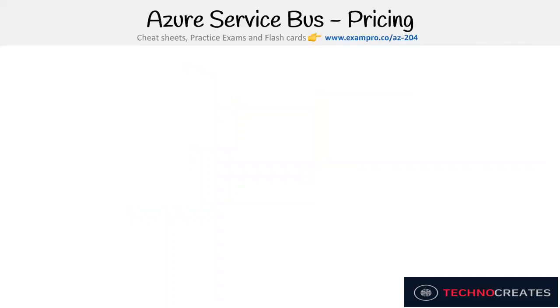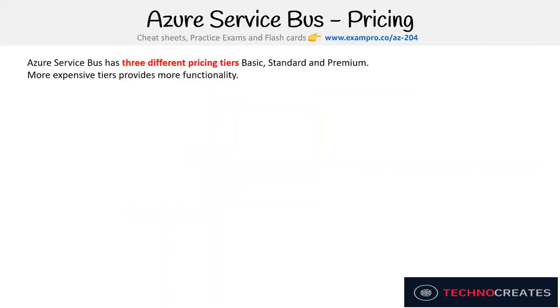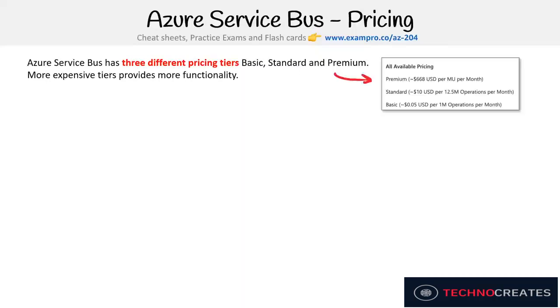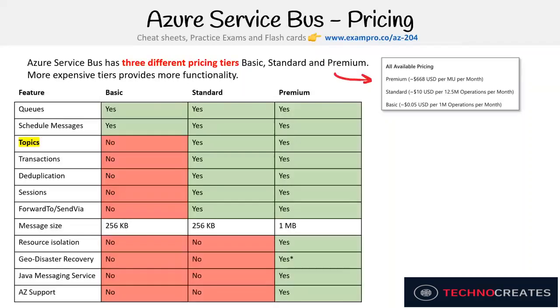Let us explore the pricing for Azure Service Bus. They have three different pricing tiers: basic, standard, and premium. The more expensive tiers provide more functionality, which I would hope would always be the case for most services. On the right-hand side, we have our available pricing, and you can see it's based on a metric, like MUs per month and things like that, or operations per month. And so here is the chart. Let's take a look at what the differences are. I highlighted topics in yellow to show you that it is not in the basic tier.